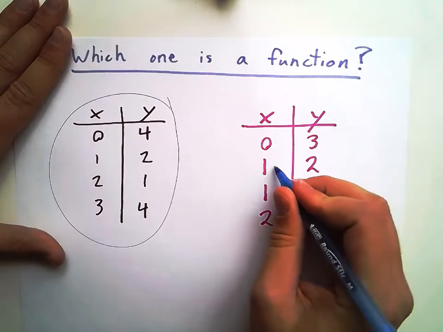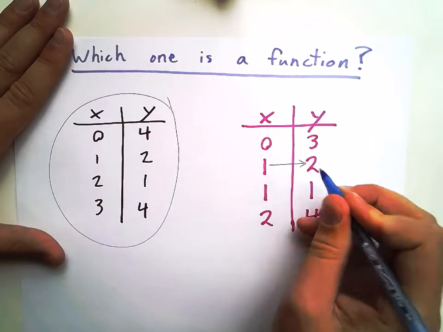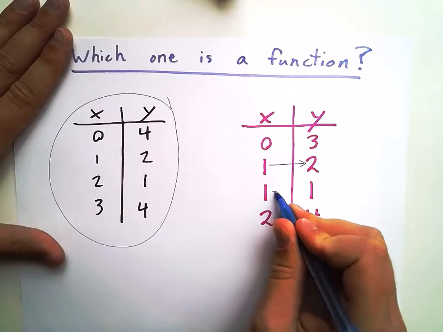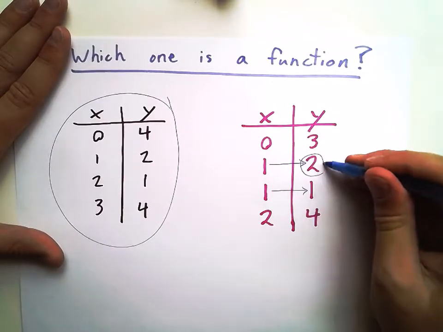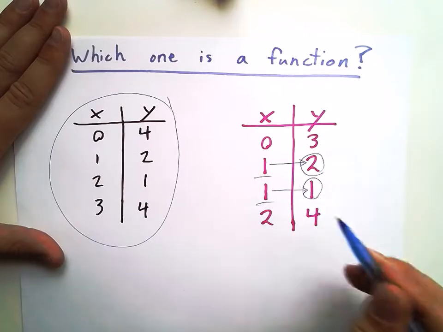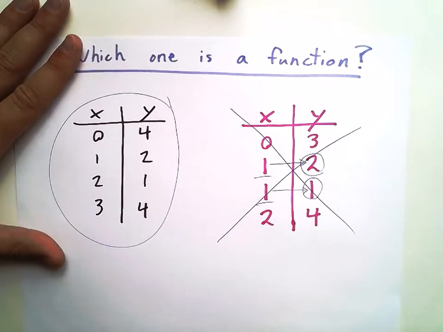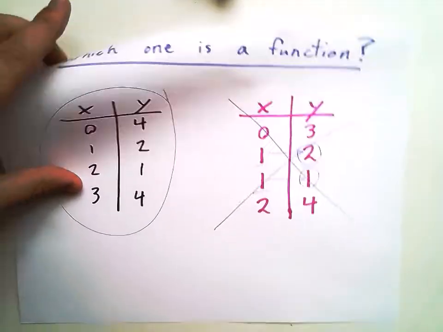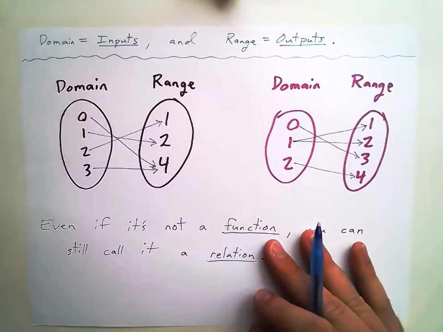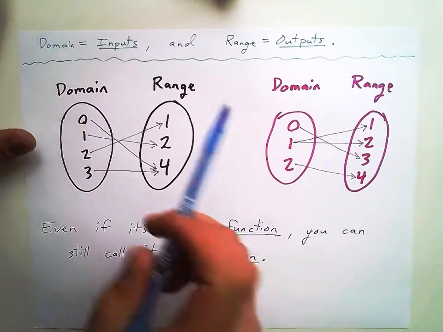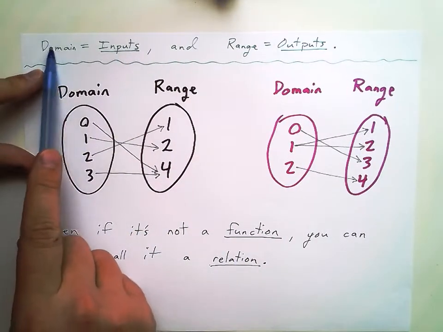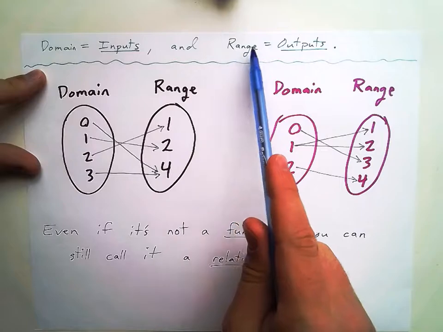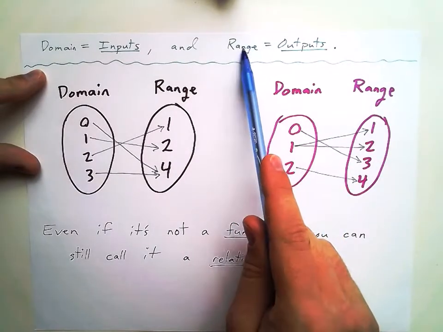This one, the problem is it turns a 1 into a 2, but then it turns a 1 into a 1. That's different, two different outputs for the same input. That makes it not a function. So in math, you call the input values the domain, and the output values the range.